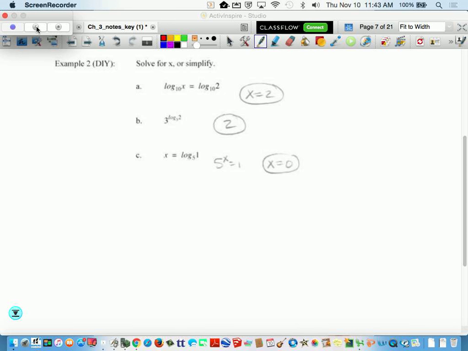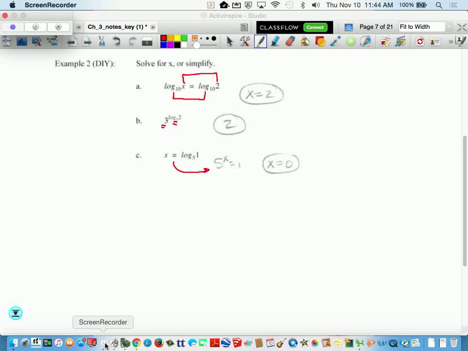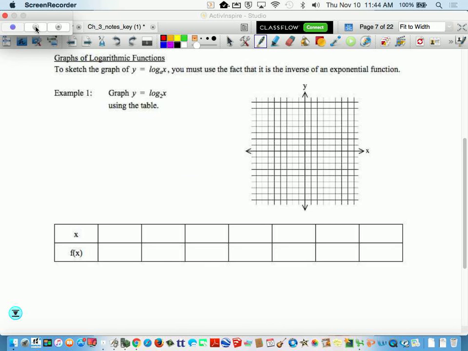Okay? So the first one is the one-to-one. If my log base 10s are the same, x would have to be 2. I would memorize this as the chunga property. Exponential base 3, logarithm base 3, they're going to undo each other. 2 would be left. And simply by rewriting this, 5 to a power gives you a 1. Well, it has to be a 0. Any questions on that one?